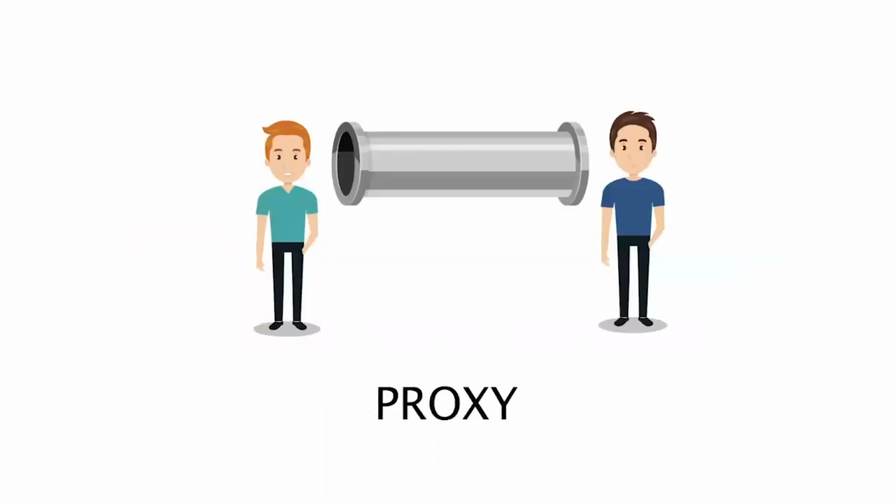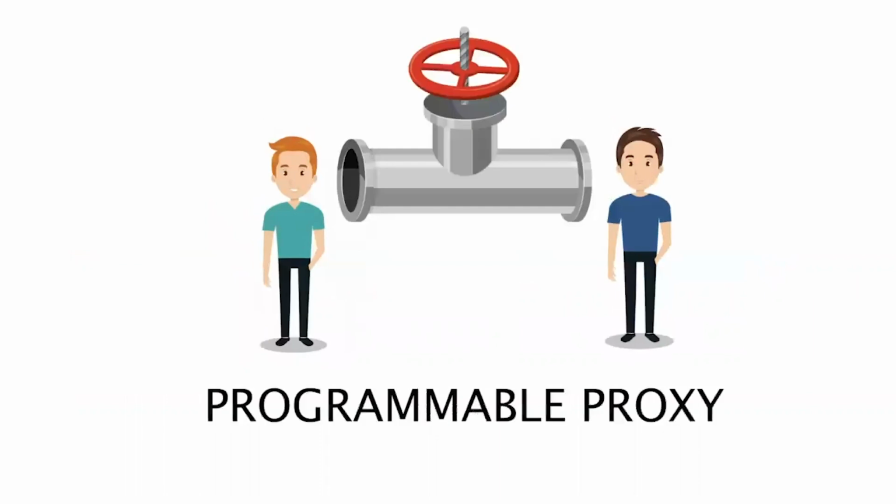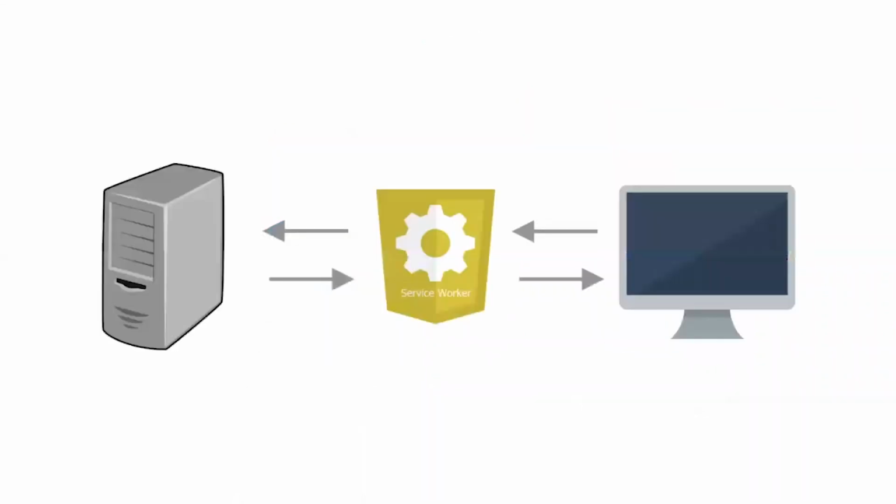Imagine two people communicating with each other with a pipe. Your pipe, in this example, is a proxy. Now imagine your pipe having a valve, which somebody can control. Now your pipe is a programmable proxy. So these two people from my example are the server and the browser. And the pipe is the service worker that stands in between. The service worker controls the communication between your browser and your server.